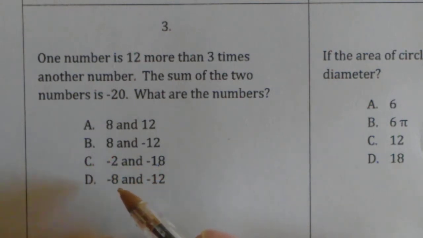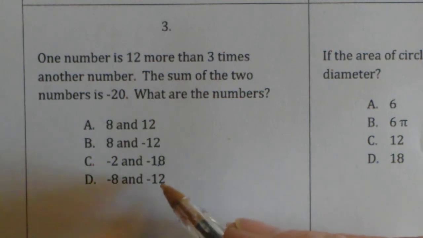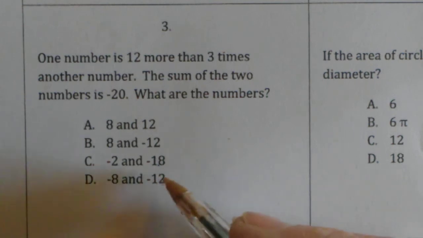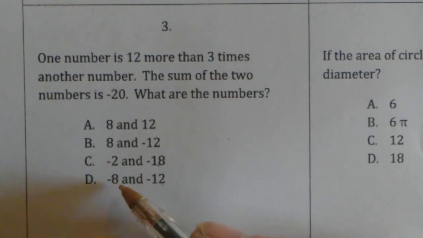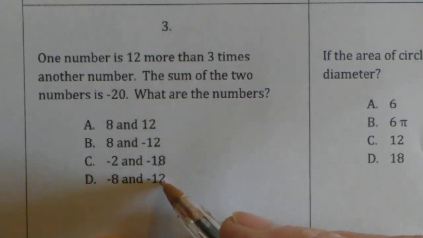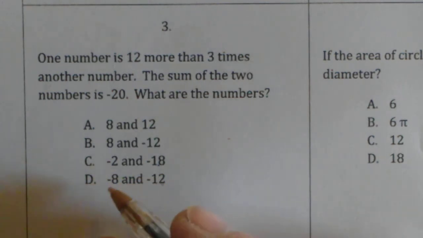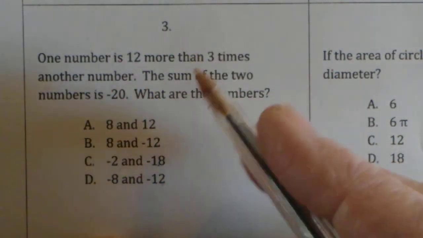How about this one? This number is 12 more than 3 times the other number. 3 times minus 28 is minus 24. Minus 12 is 12 more. This one looks like it works. Okay, you could just try them out.